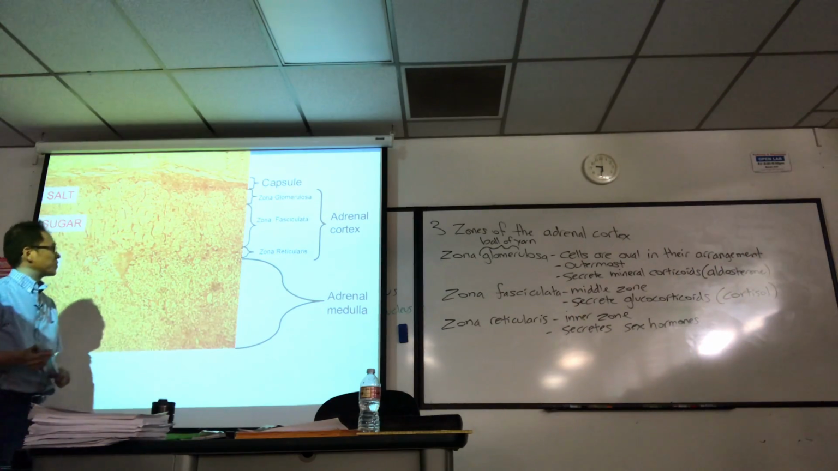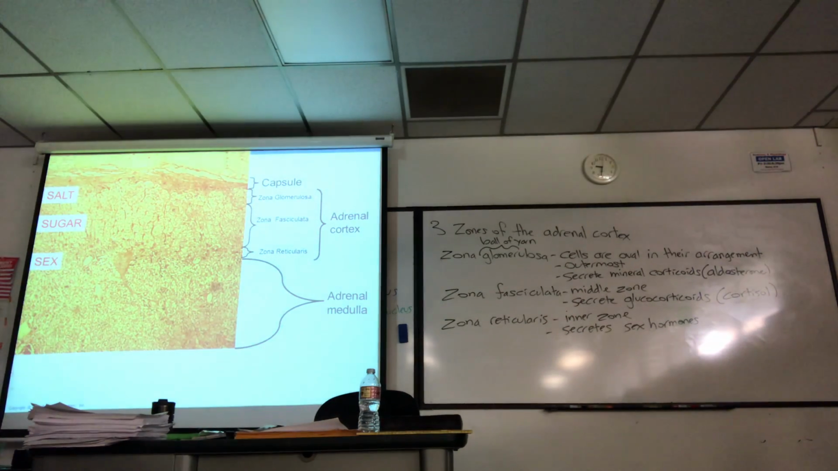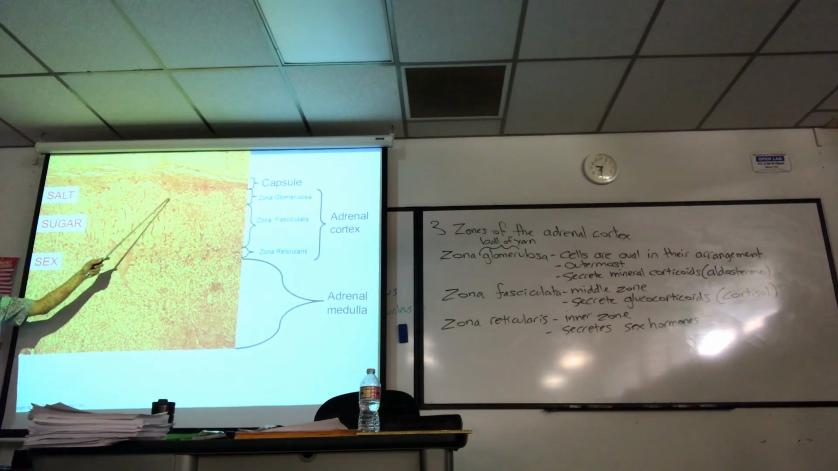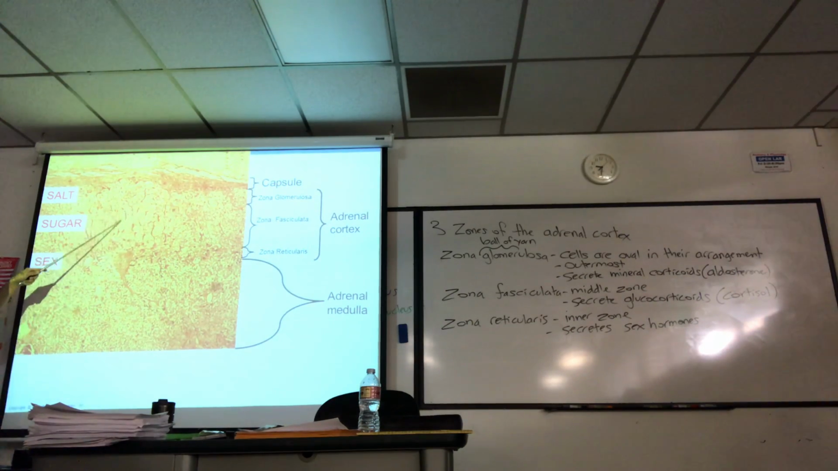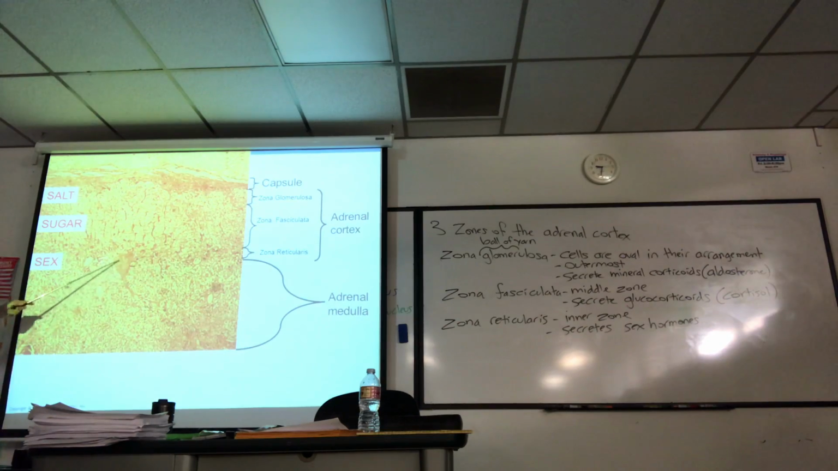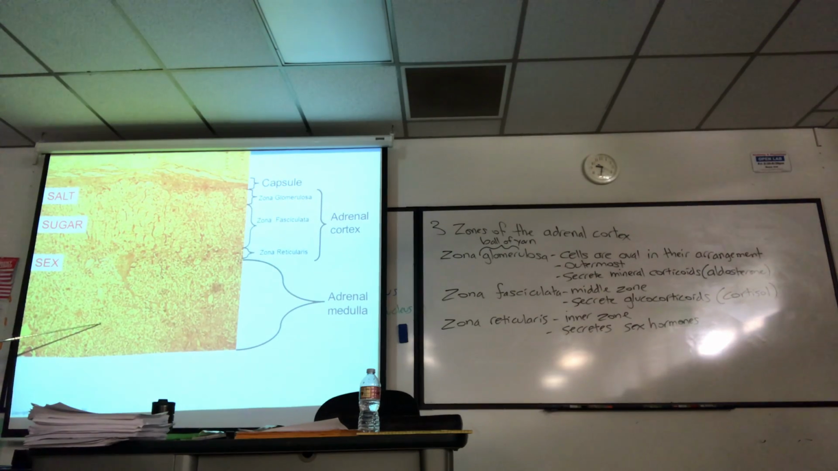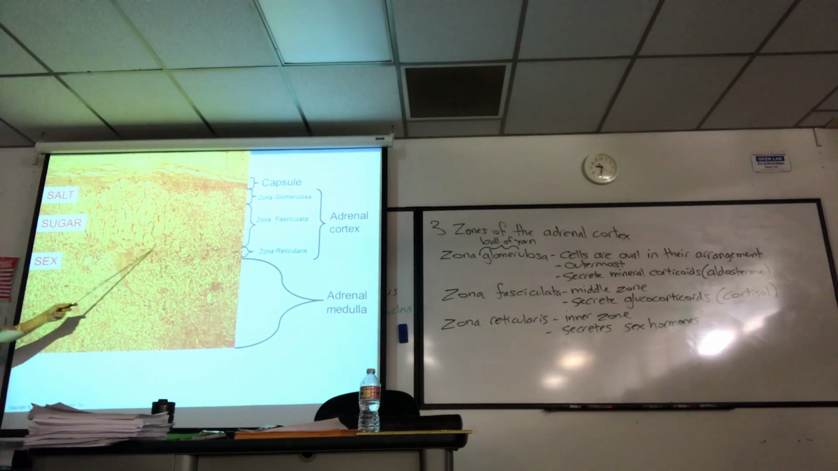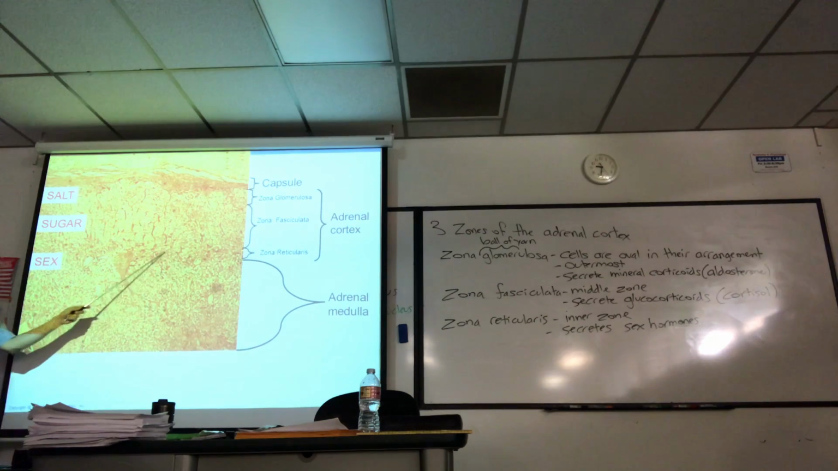Zona glomerulosa, fasciculata, reticularis is shown there. I can even see little ovals right there, and these look more like straight. If you can see the border between cortex and medulla, like on your quiz for Friday, if I point way down here, I'm going for medulla. But if I point to what looks to be close to the border, I'm going for zona reticularis.